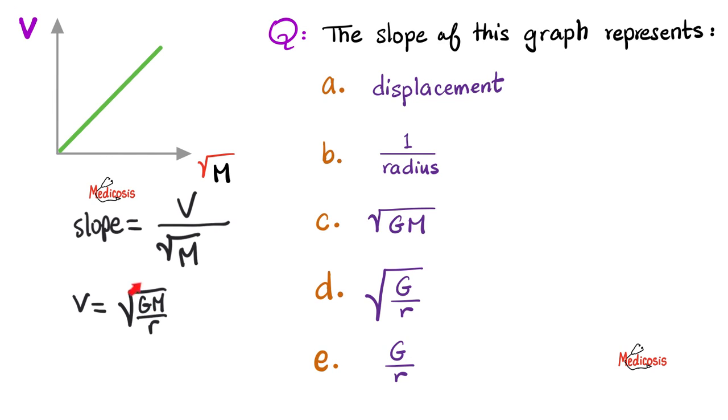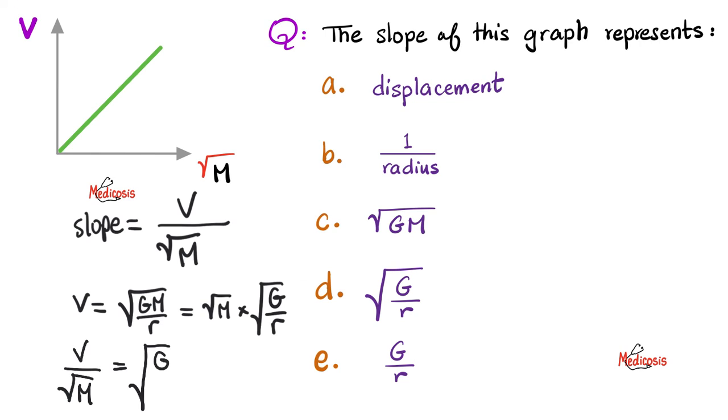Let's get m out of this square root. Okay, we can do this. So here is m outside of the square root with its own root. You multiply this by big G, divide by r. If I want v divided by the square root of m, then by dividing both sides by the square root of m, you get something like this. V divided by the square root of m equals the square root of G over r, which equals what? This equals the slope, making the correct answer choice D, as in doofus.